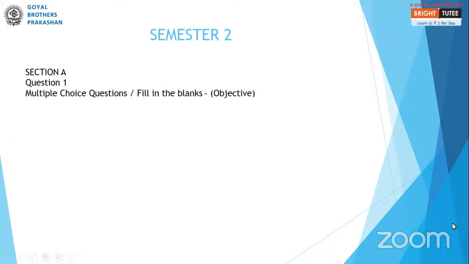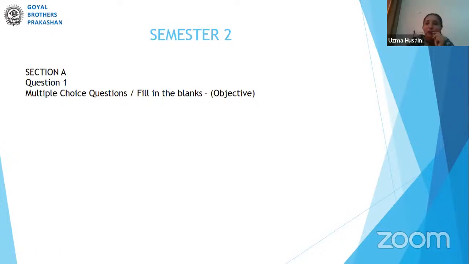When we talk about semester 2, the question paper is divided into two parts. We have section A, which is multiple choice questions, or we can say fill in the blanks, which is for 20 marks. And then we have section B, for 10 marks, where we have any three questions, question 2 to question 6.